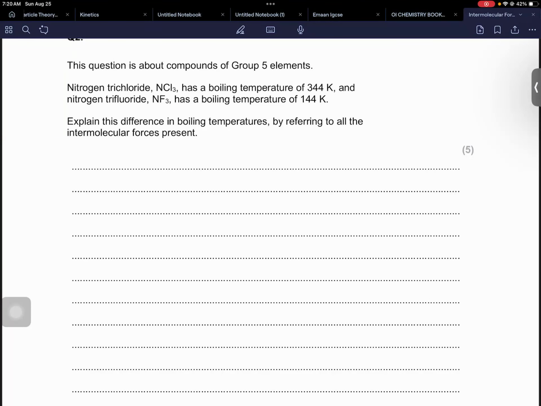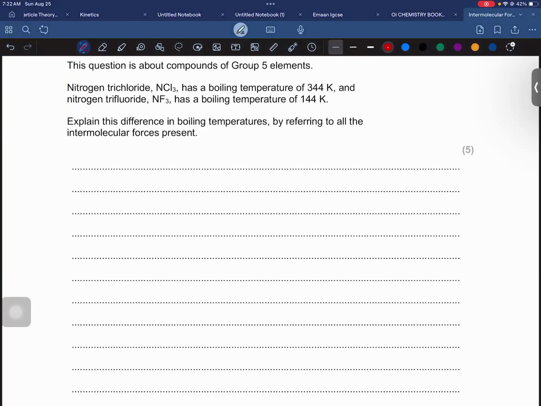Now, see this question. Because there's no hydrogen bonding in NCl3 and also in NF3. We have to mention it in the answer. It is understood that there is no hydrogen bonding.